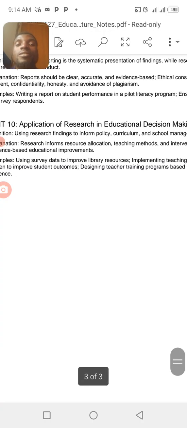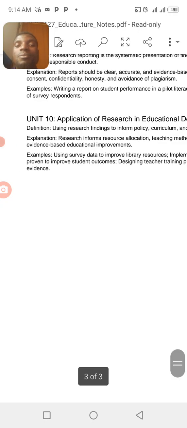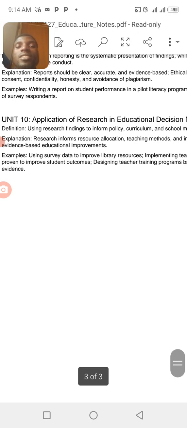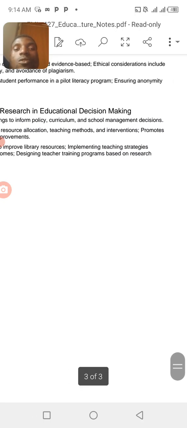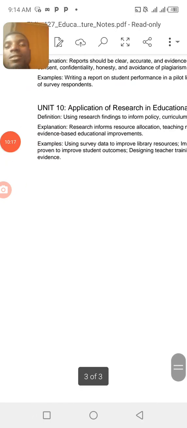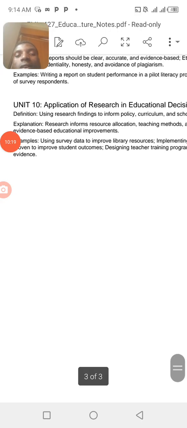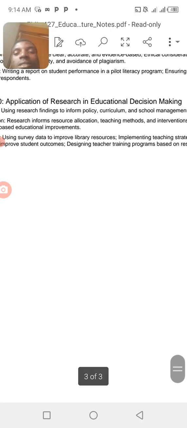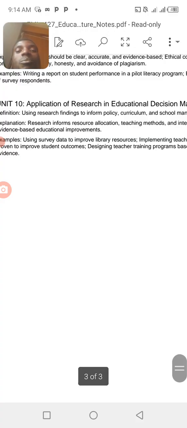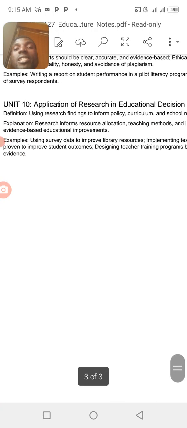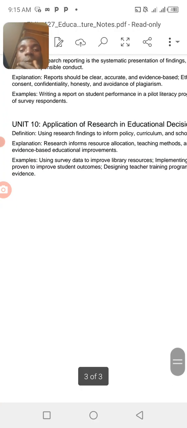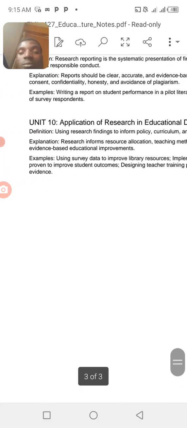application of research in educational decision making. Now, this is the application of research in educational decisions. It deals with using research findings to inform policy, curriculum, and school management decisions. So that is what we talk about: using research findings to inform policy, curriculum, and school management decisions. That is application of research in education decision making.